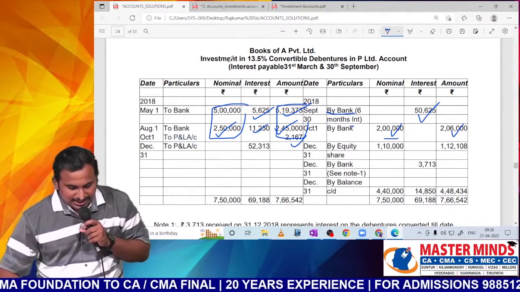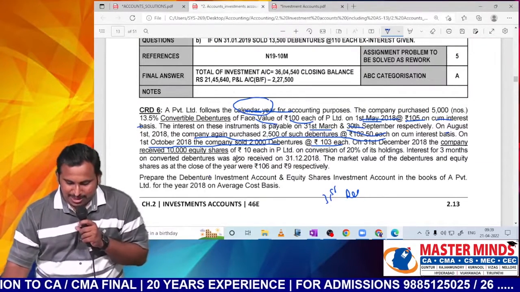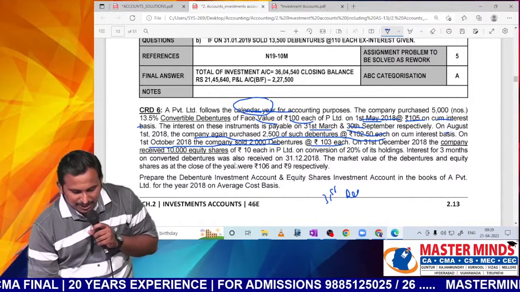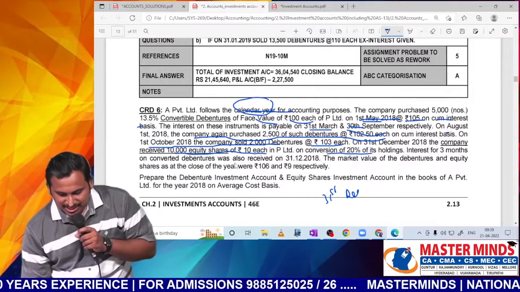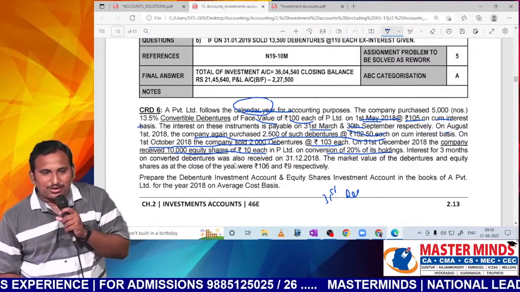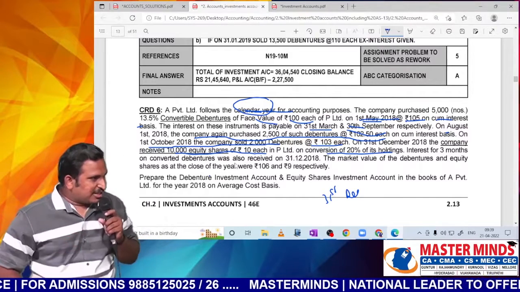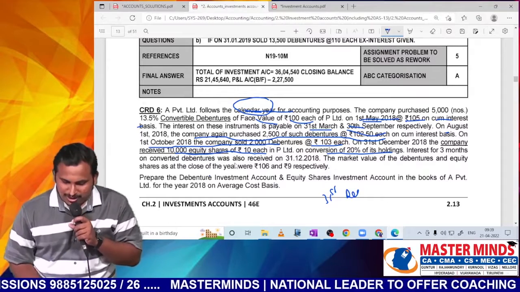Okay, right. Next, let me move to a very good point which is usually committed as a mistake. On 31st December 2018, company received how many shares, sir? 10,000 equity shares of 10 each in conversion of 20% of its holding. Let me tell you one thing.